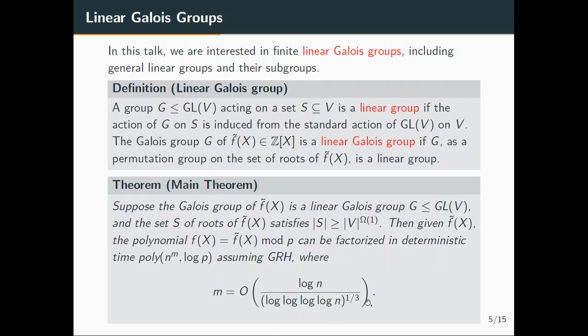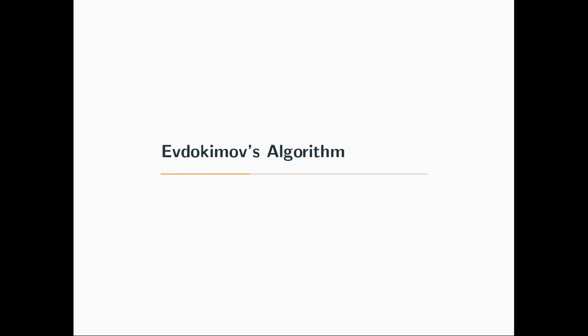So this means if we are given f tilde with a linear Galois group, we can slightly improve the time complexity of Evdokimov's algorithm, which runs in time polynomial in n to the log n times log p. In this case, we can do slightly better, and this improvement was not known before. The improvement is kind of embarrassingly small, but we believe that it can be improved. The reason it's so small is not due to the nature of the problem, but more likely due to our proof. To explain our ideas, I first need to explain Evdokimov's quasi-polynomial time algorithm.